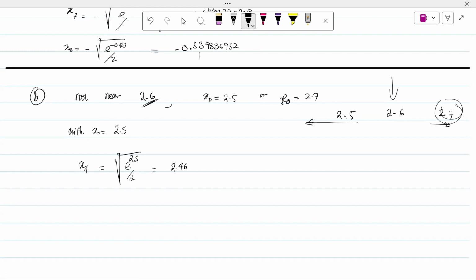2.46804 5174. Oh, so you see that we've used 2.5. Now we're getting 2.4 something. So we're moving away from 2.5 itself. So we're not even approaching 2.6. Let's get x2. Let's see.